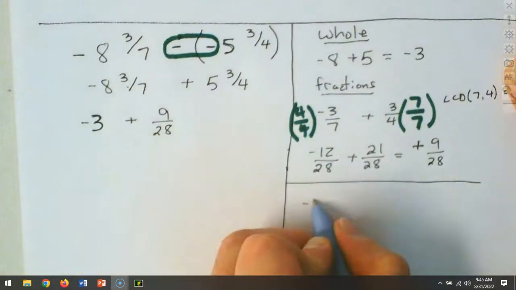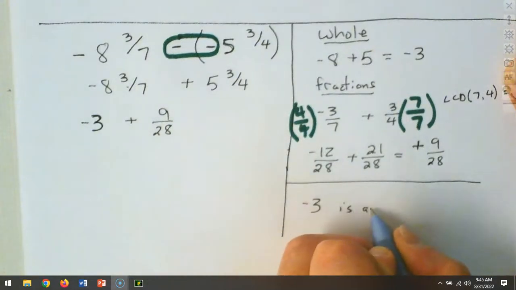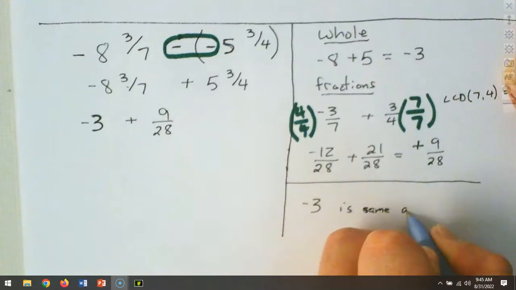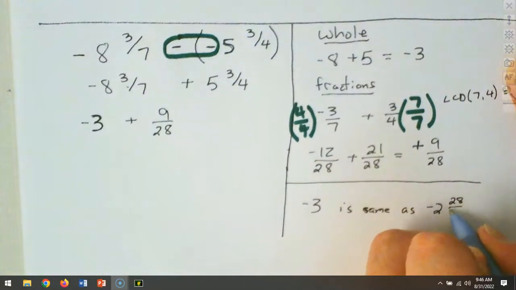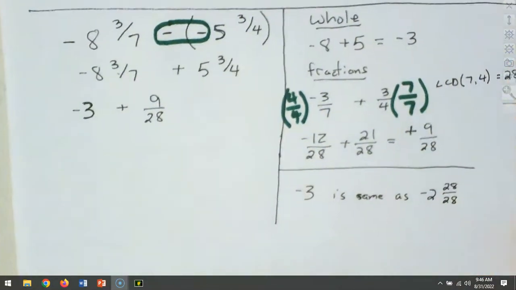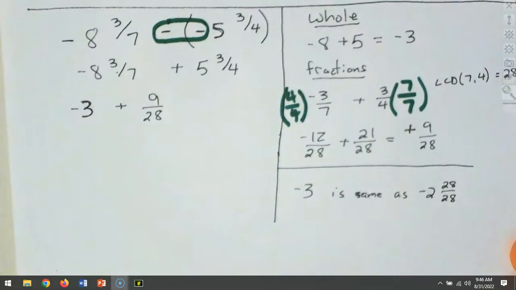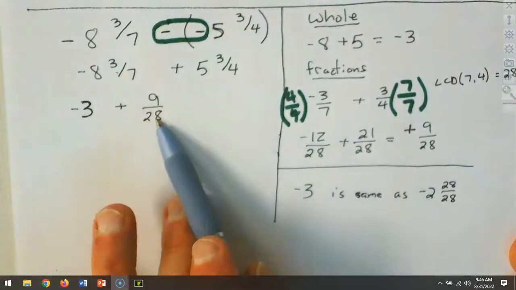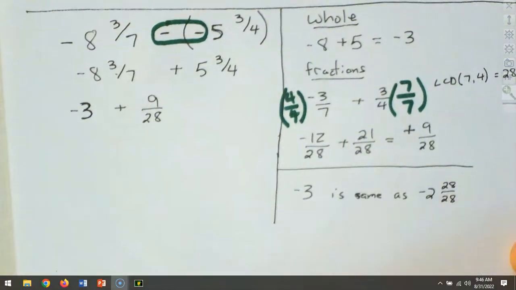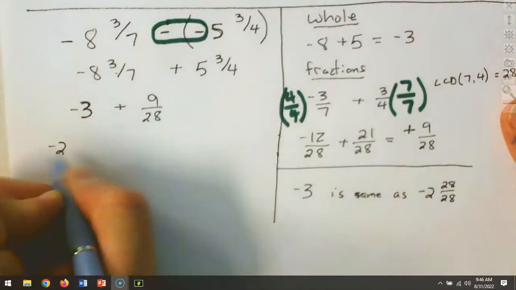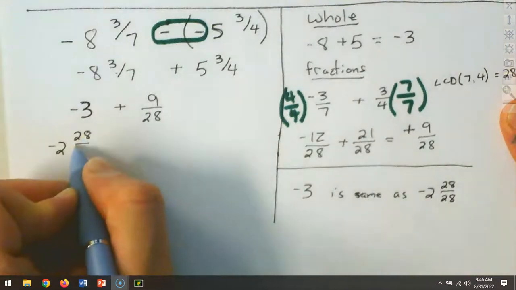Because I can write -3 as -2 and 28/28. Why am I doing that? I need to combine it with this one, okay? Now, what do we know about 28/28? 28 over 28, when those numerator and denominator are the same, it's a what? 1. So I can rewrite this now as a minus 2 and 28 over 28.